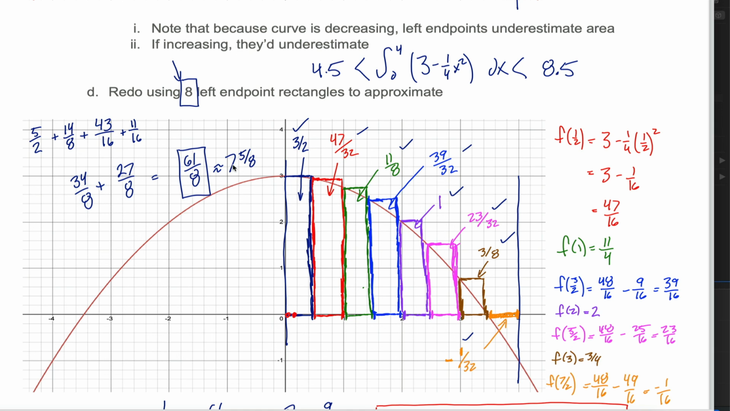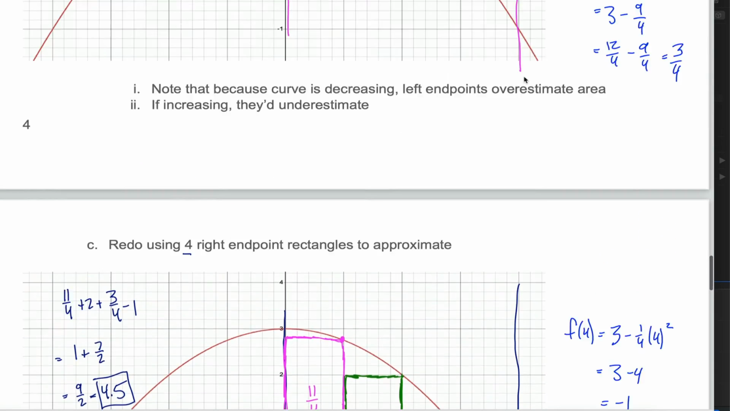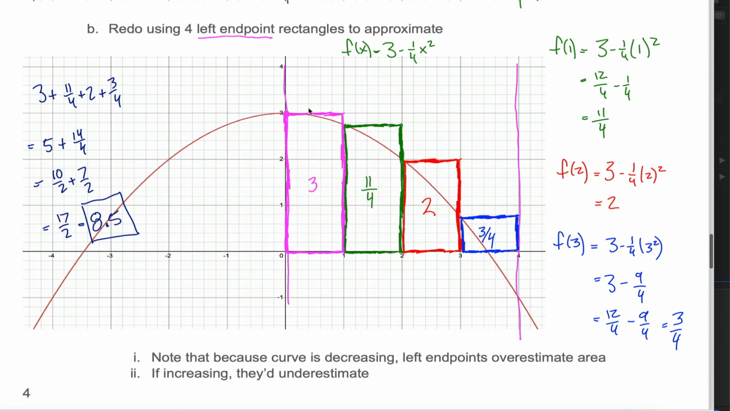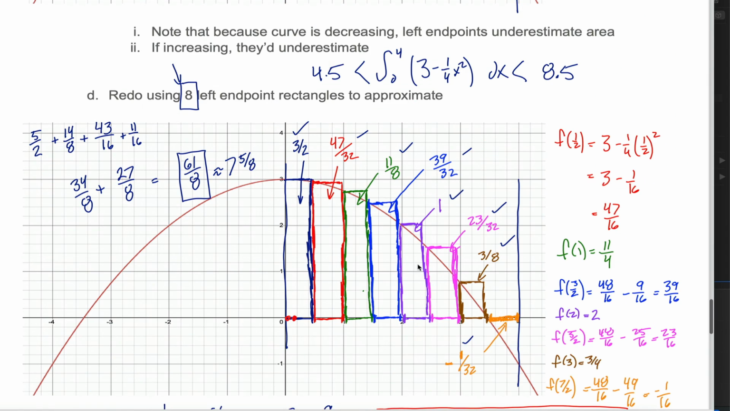And the important realization about 7 and 5/8 is that it's less than 8.5. Wait, what was that 8.5 again? Remember, 8.5 was the estimate that we got when we had 4 left endpoint rectangles. This was an overestimation of the true value. The whole purpose of this last example, where we have 8 left endpoint rectangles, is to show how when you use more rectangles, you get a better estimate. 7 and 5/8 is closer to the true value than 8.5 is.